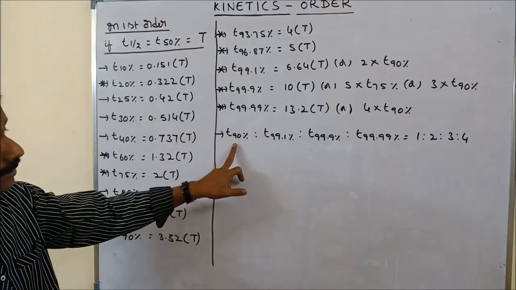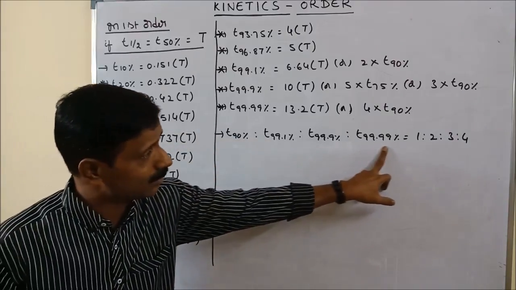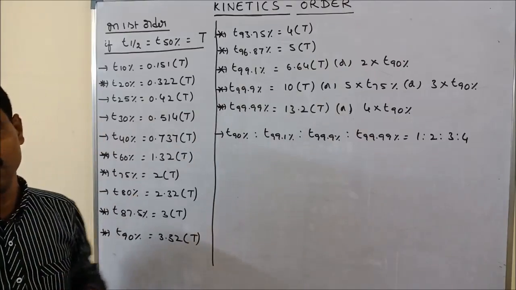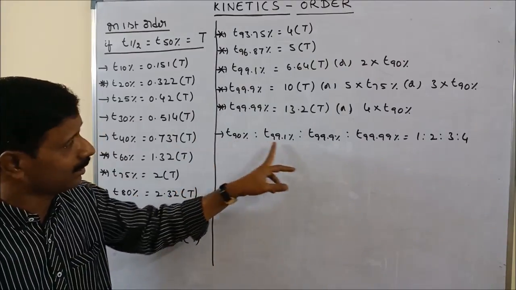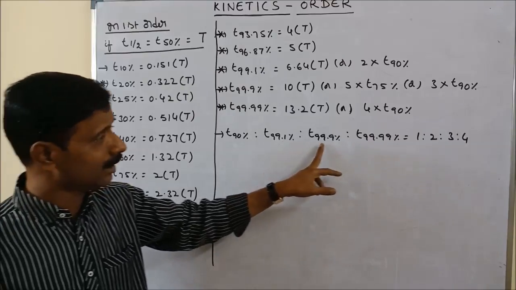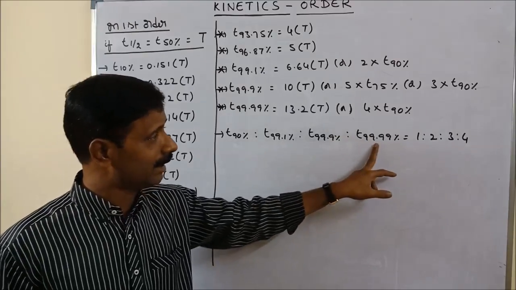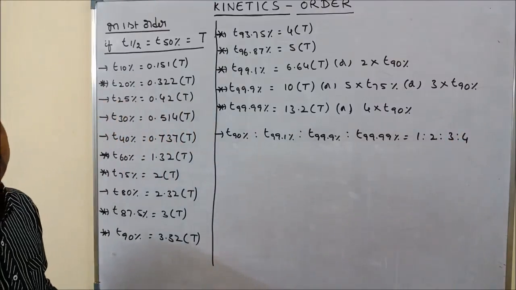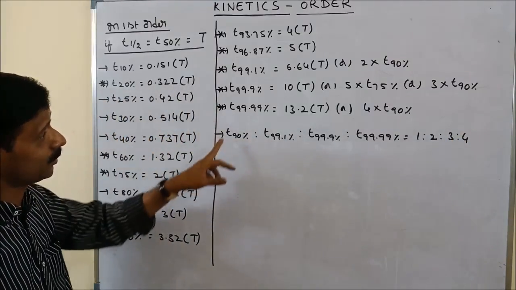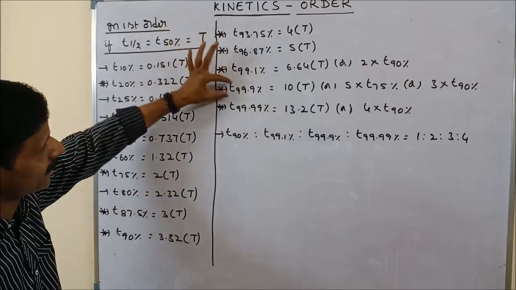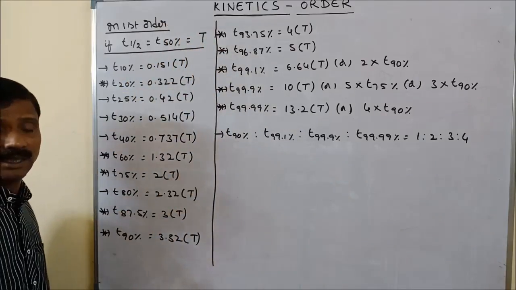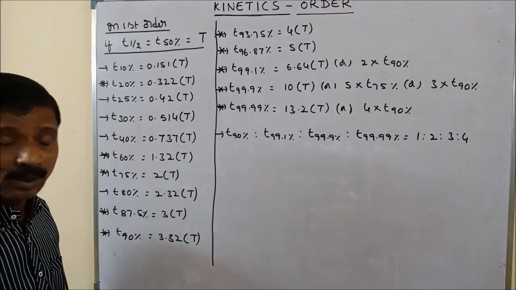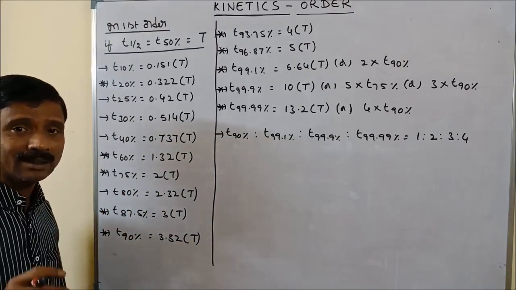And finally, see here, this is the ratio between four important percentages, that is T90, T99, T99.9 and T99.99. So they are in 1:2:3:4 ratio. Even if you observe the corresponding values, you will get that relation. So try to use this format to answer those questions in a simple way.